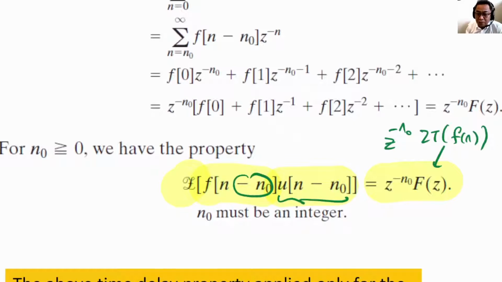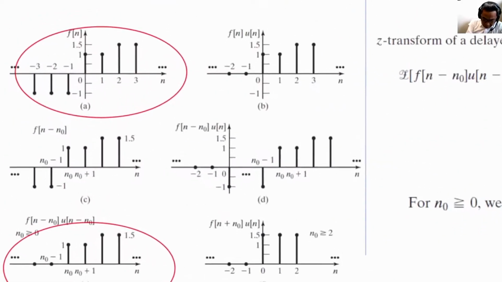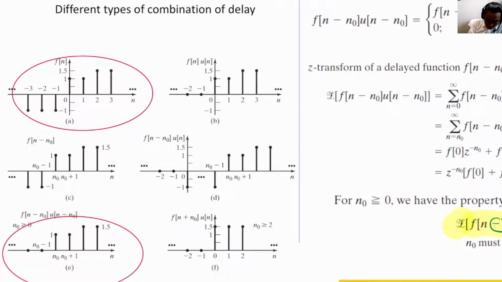But why is there a u[n - n0] here? To explain, let us study these few figures. This is f[n], and we have an expression where on the anti-causal side they are minus 1, and on the causal side they are 1, 1, followed by 1.5, 1.5. Now f[n] times u[n] simply wipes out all the anti-causal signal, because u[n] is a unit step function, meaning you multiply by 1. So it retains only f[n] for all positive values.